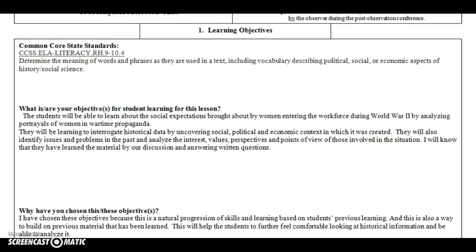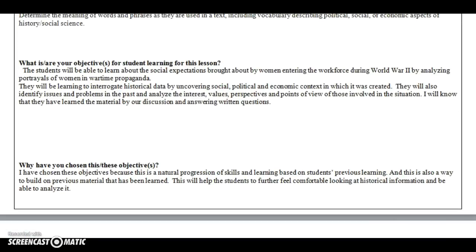What is my objective for student learning for this lesson? The students will be able to learn about the social expectations brought about by women entering the workforce during World War II by analyzing portrayals of women in wartime propaganda.